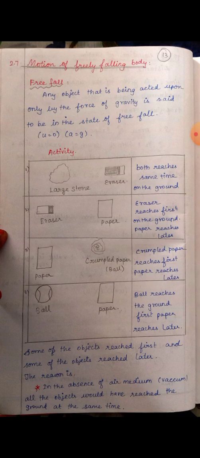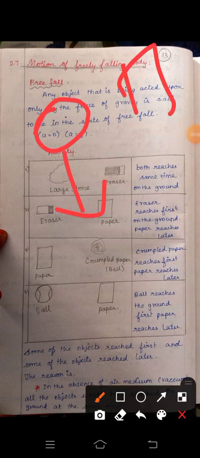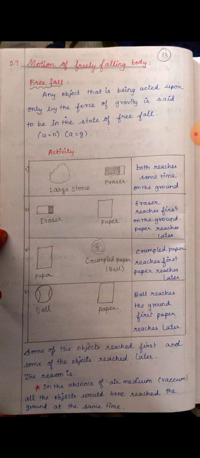Next we are having an eraser and paper. One hand we are having the eraser and the other hand we are having paper. If we throw both down, the eraser reaches first on the ground, and the paper reaches later.